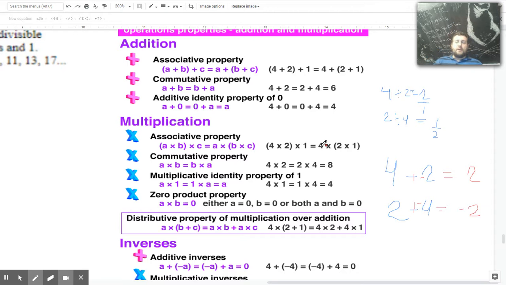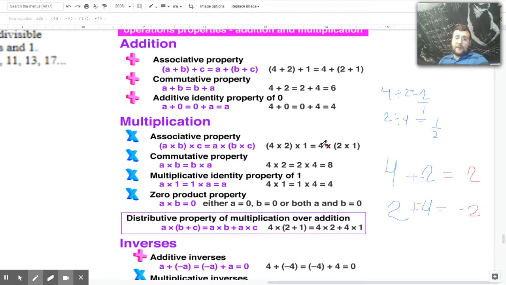The identity property of multiplication is with 1, not with 0. Because when you multiply something by 1, nothing changes. So 4 times 1 is just 4. 3 times 1 is just 3, right? So you preserve the identity of the number when you multiply times 1.